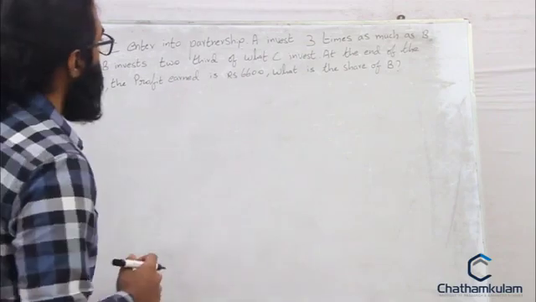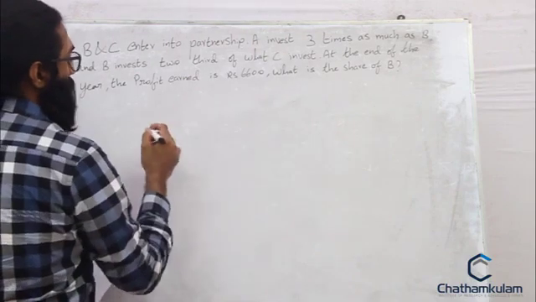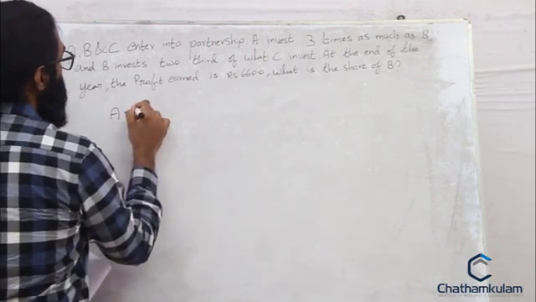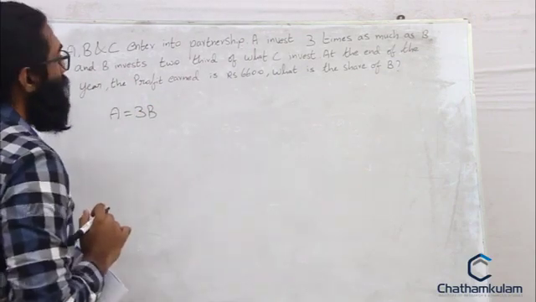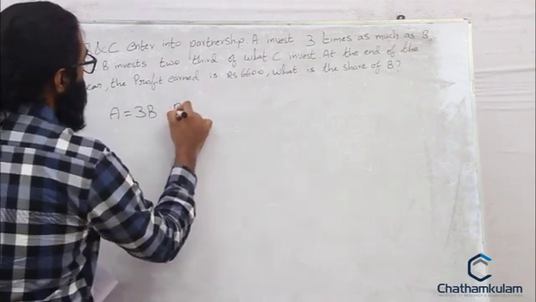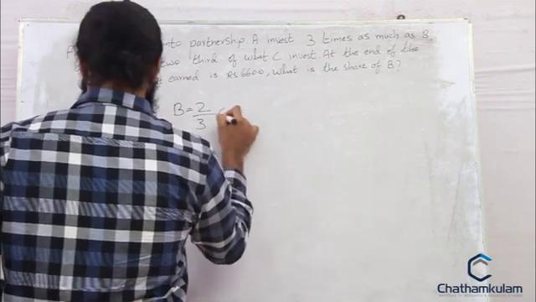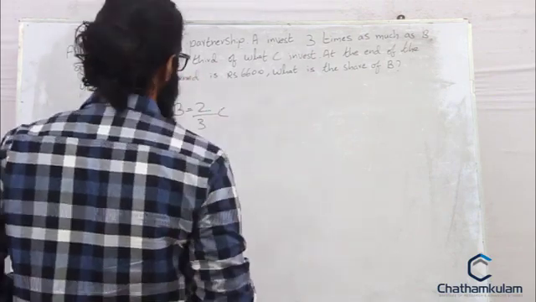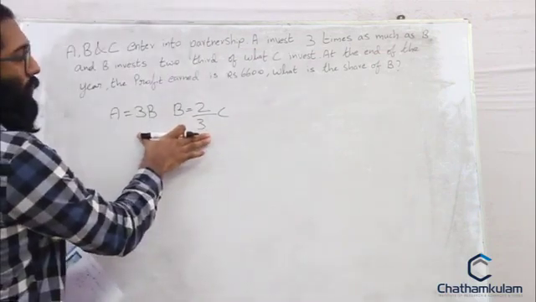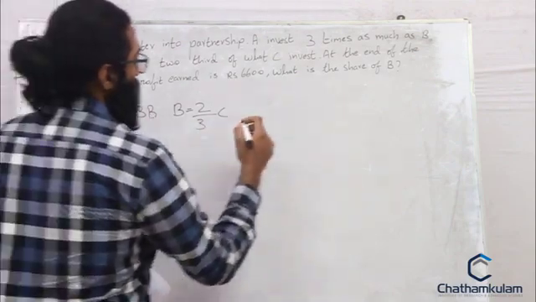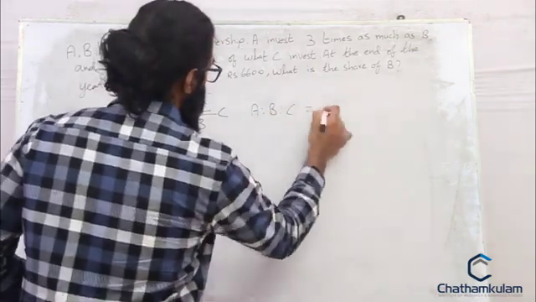First we will write what is given in the question. First it's given that A invests 3 times as much as B, and B invests 2/3 of what C invests, right? So B invests 2/3 of what C invests. This is what is given in the question. We can find the ratio of A is to B is to C.